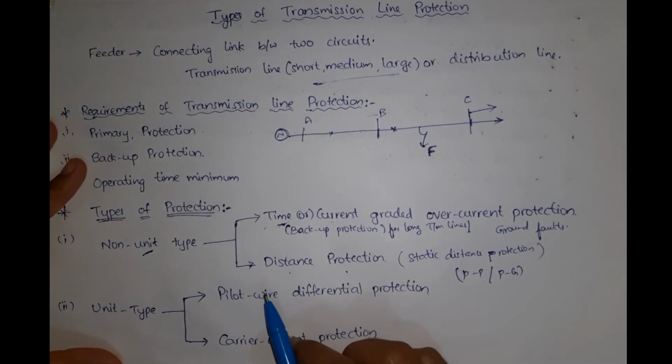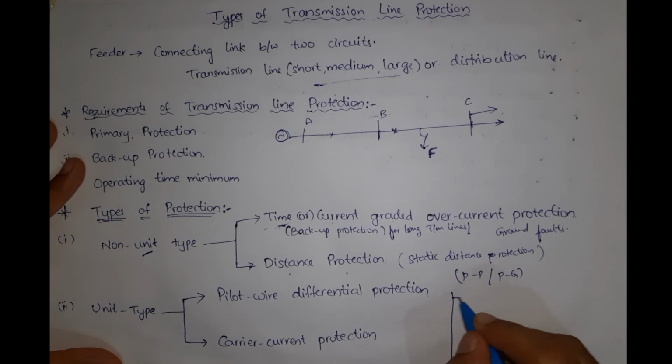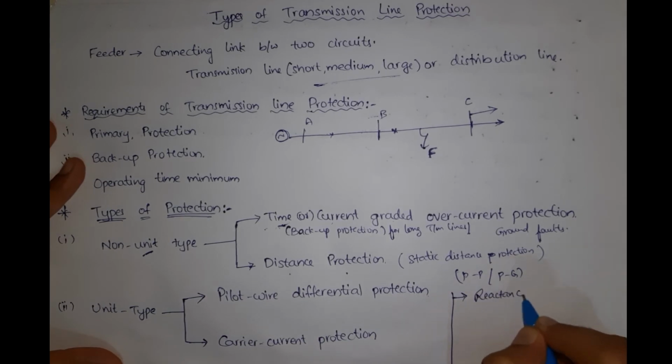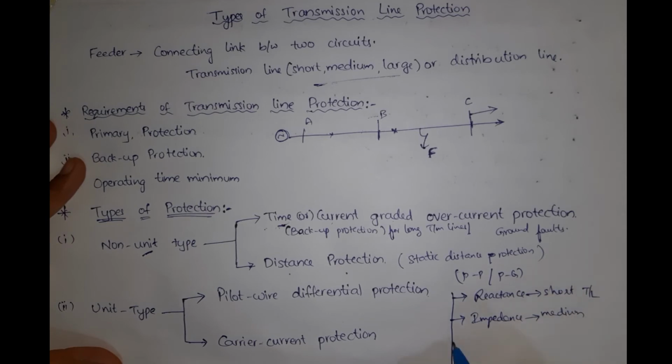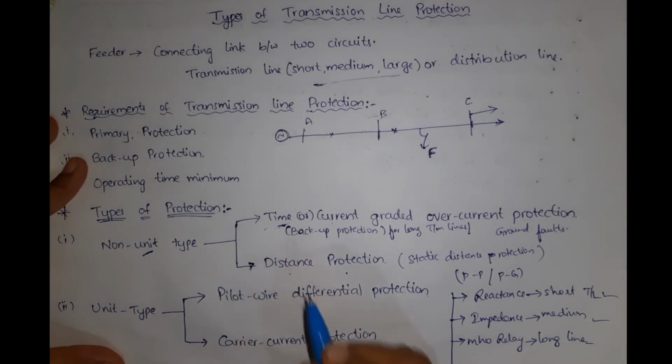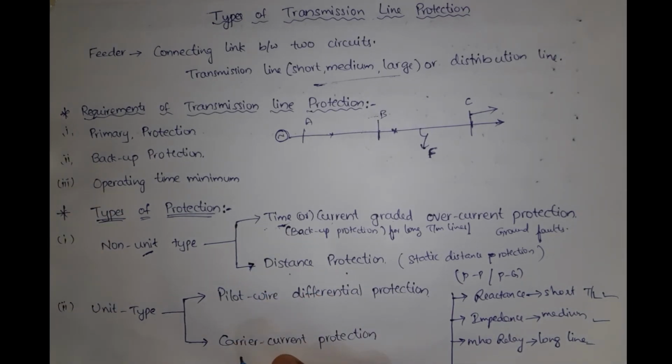So, as we have seen, let us revise. A reactance relay is used for short transmission lines, an impedance relay is used for medium transmission lines, and a Mho relay is used for long transmission lines. Why we go for this is already explained in the distance relays topic, right?